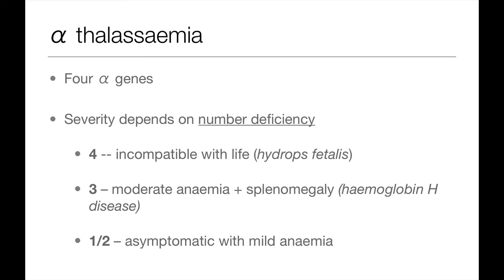Alpha thalassaemia is less common than beta thalassaemia. There are 4 important alpha genes, and the severity of alpha thalassaemia depends upon the number that are deficient. If all 4 are deficient, this is incompatible with life. There is cardiac failure in utero, resulting in hydrops fetalis, and the baby dies. If 3 are lacking, then you get hemoglobin H disease, which is probably most common and gives you moderate anemia and splenomegaly. And then with 1 or 2, you're looking at an asymptomatic picture, perhaps with some mild anemia.